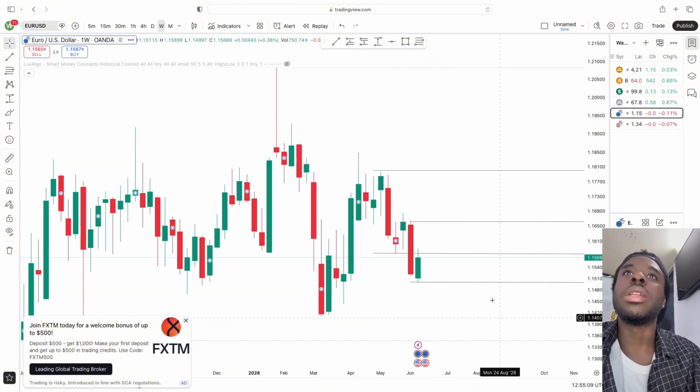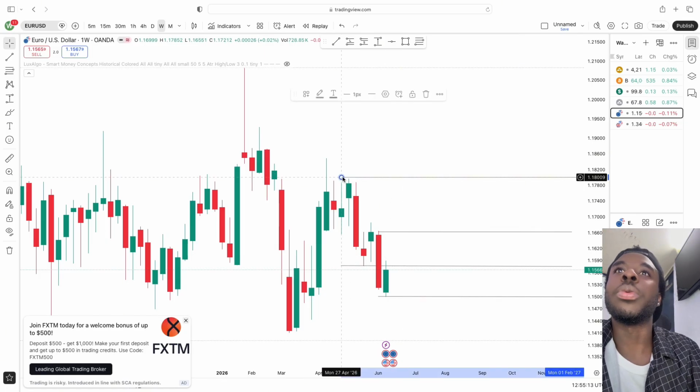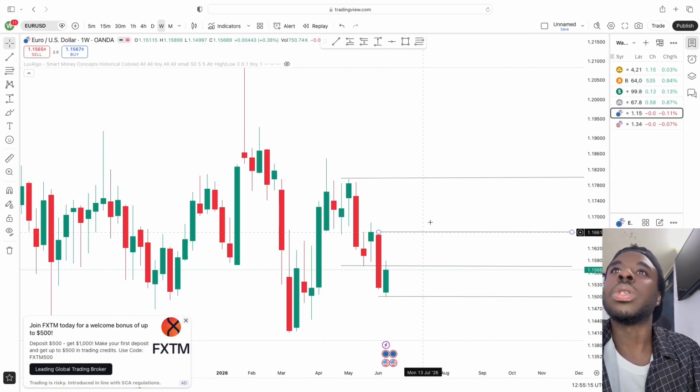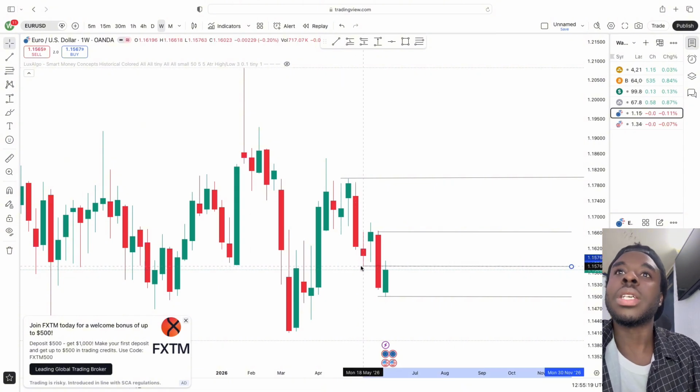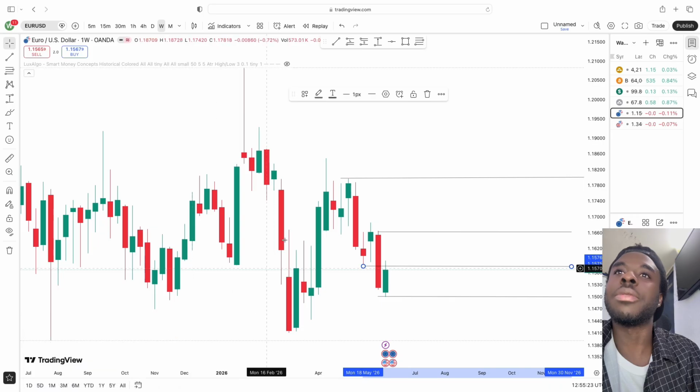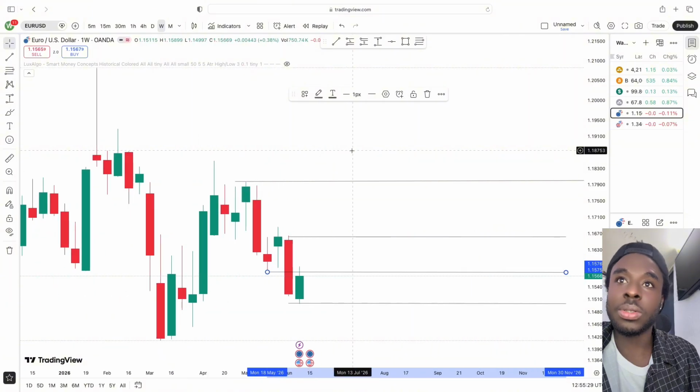As we are done marking the highest point and the lowest point of both months, let's go to the weekly time frame. This is what the chart looks like on the weekly time frame. These are the points we marked on the monthly time frame, and this is how they look on the weekly. Let's not focus on this side. Let's just focus on this side.